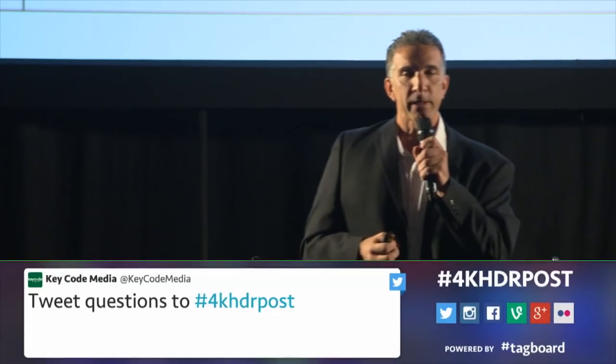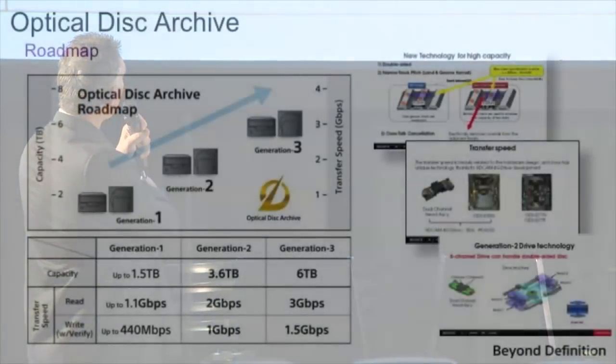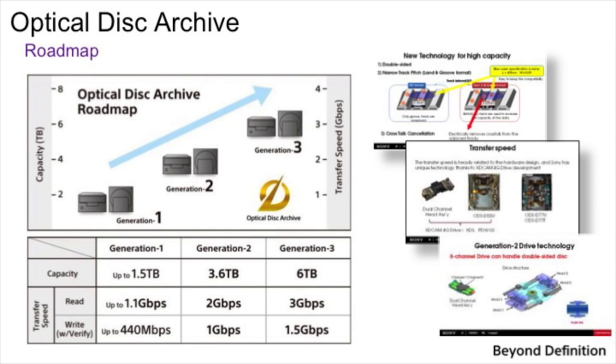Now, Sony's implementation of Archival Disc with our Optical Disc Archive, we're currently at generation 1, as I mentioned earlier. Our next generation is going to be generation 2. We're looking to achieve over 3 terabytes in generation 2. That's going to be available for shipment around late spring of 2016. So we're basically taking those 300 gigabyte disks times 12, and we're going to get over 3 terabytes. That's the goal. And then we have generation 3.